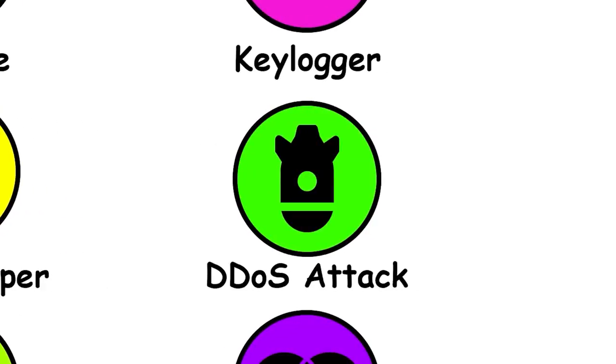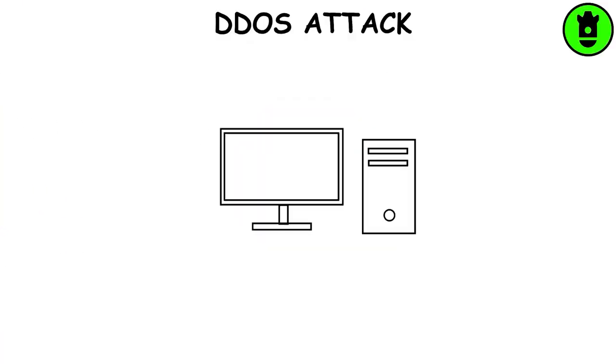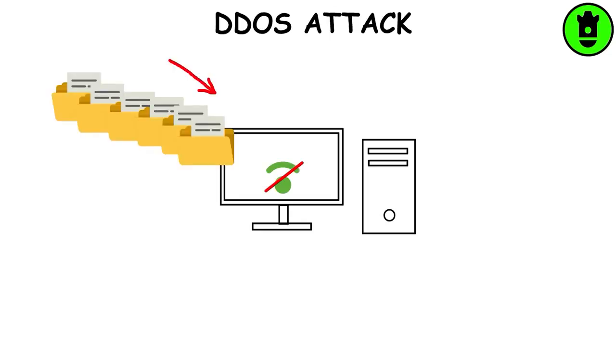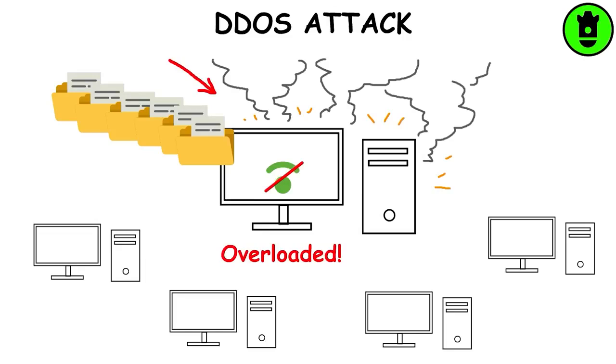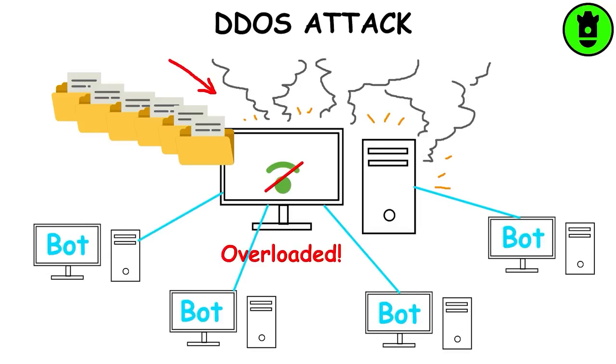DDoS attack. It happens when the hacker tries to make a computer or connection unavailable, and it's usually done by flooding the targeted computer or resource with superfluous files in an attempt to overload them and prevent some or all legitimate requests from being fulfilled. In a DDoS attack, the incoming traffic flooding the victim originates from many different sources, which most of the time are other infected computers used as bots in a botnet.